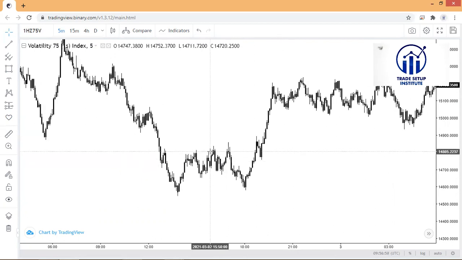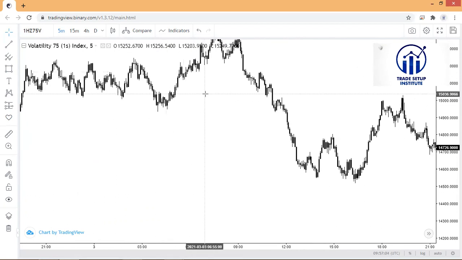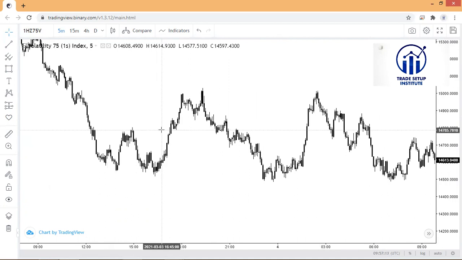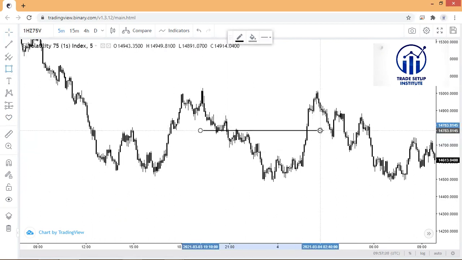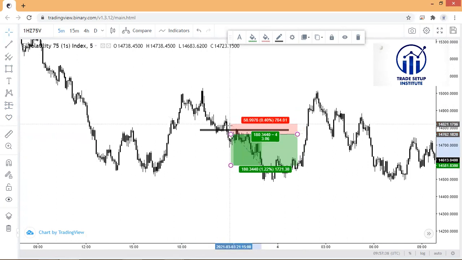Still looking for entries. Alright, boom. That's an entry, guys. It's the last swing low. The body of the candle closed on this line here. Look at it. It was at this moment that you take your entry. As simple as that. Take it.